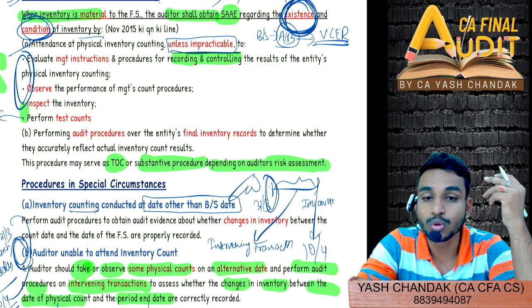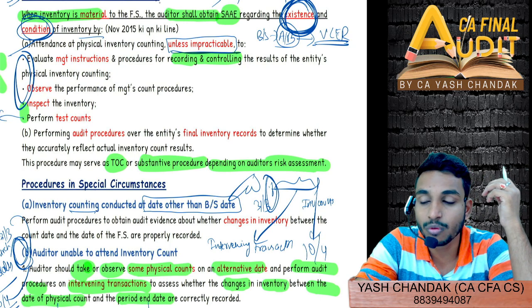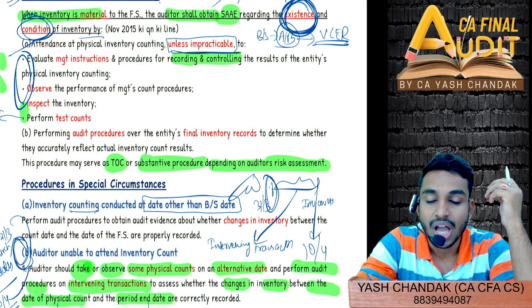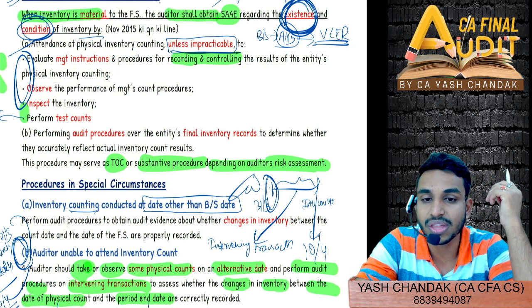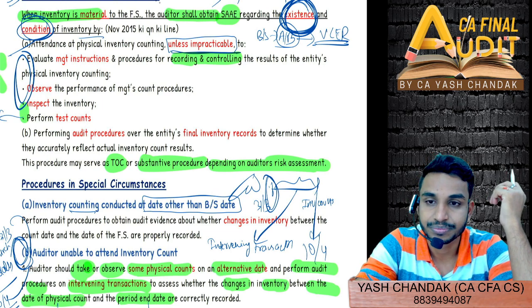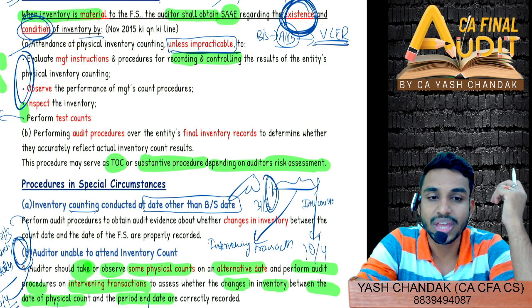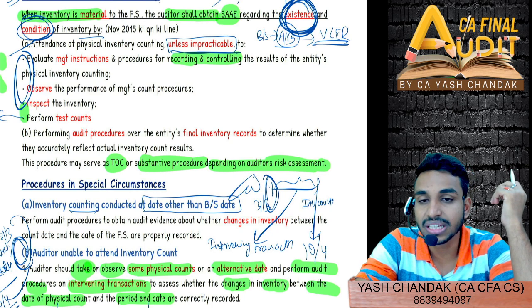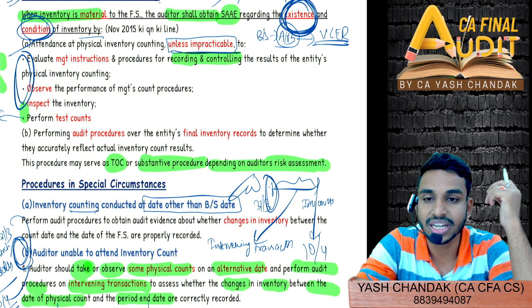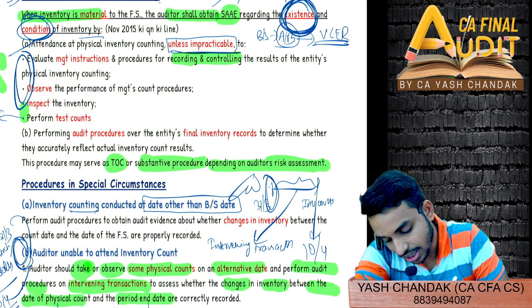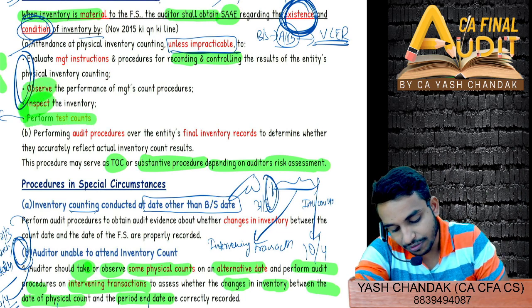Like the way we used to obtain audit evidence. What are the methods to obtain audit evidence as per SA 500? OICI, right? O for observation, inquiry, confirmation, calculation, and analytical procedure. Then finally your inspection. So similarly here also: observation, inspection, and then performing test count.